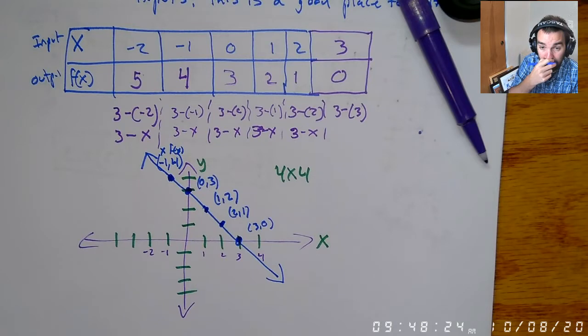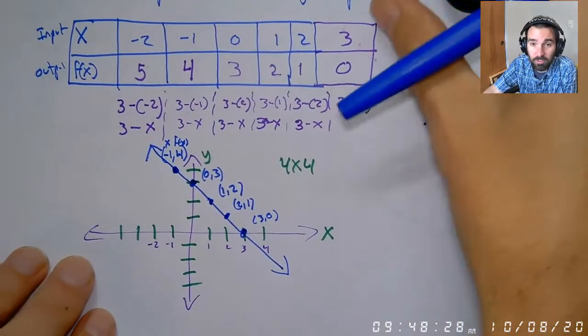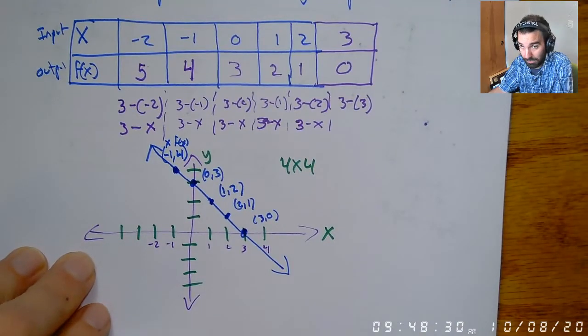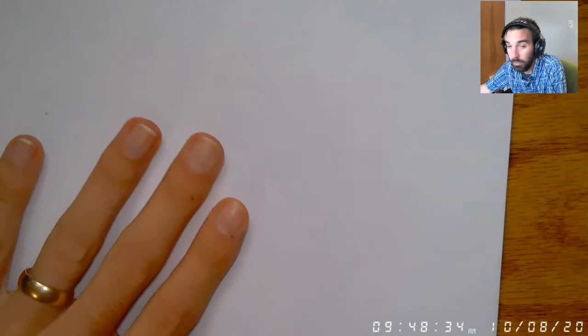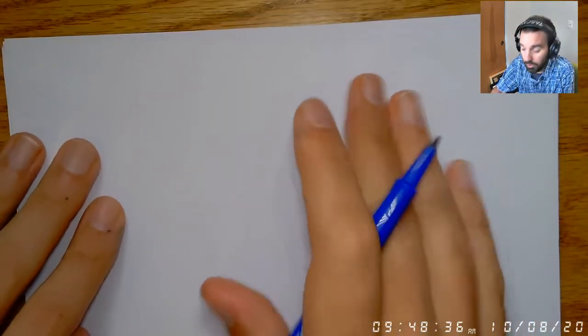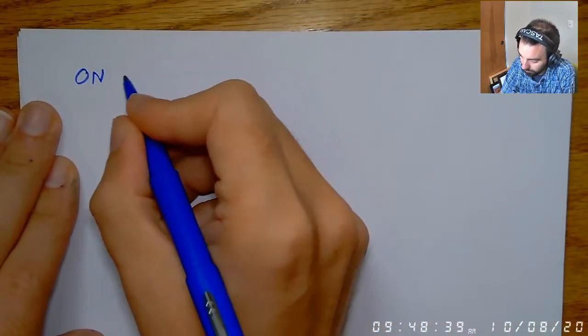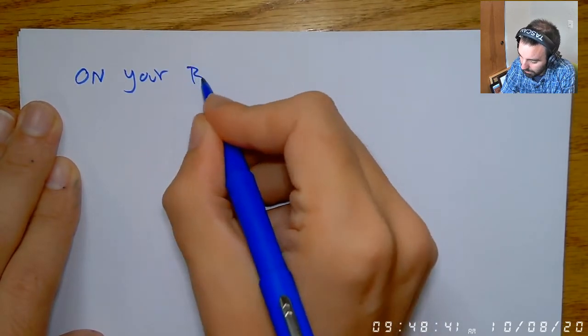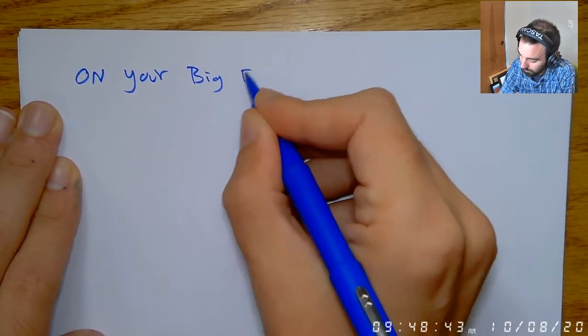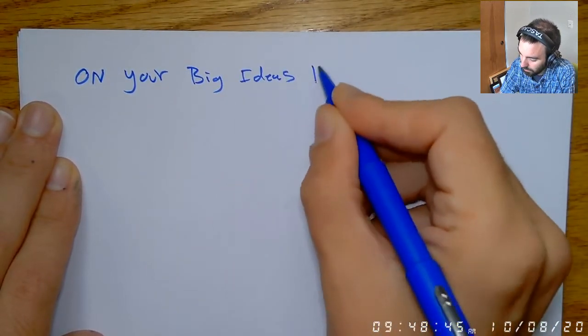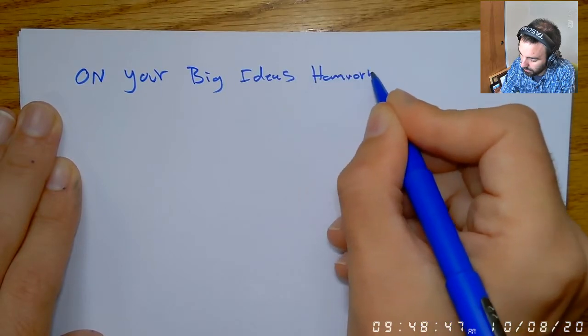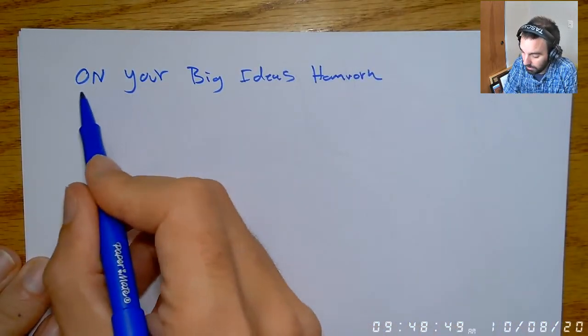How am I doing for time? 9:48. Okay. So I did want to have some time to go over some extra problems, but it's 9:48, so I only have a couple of minutes. So I just want to make a note really quick on your homework, your Big Ideas homework. Okay, on your Big Ideas homework.